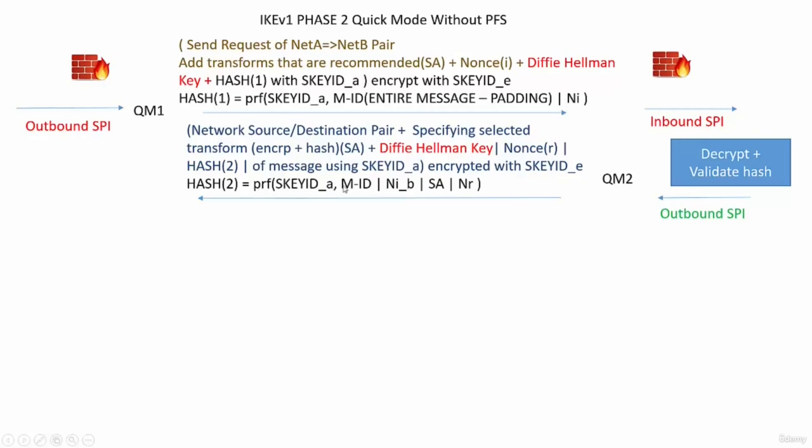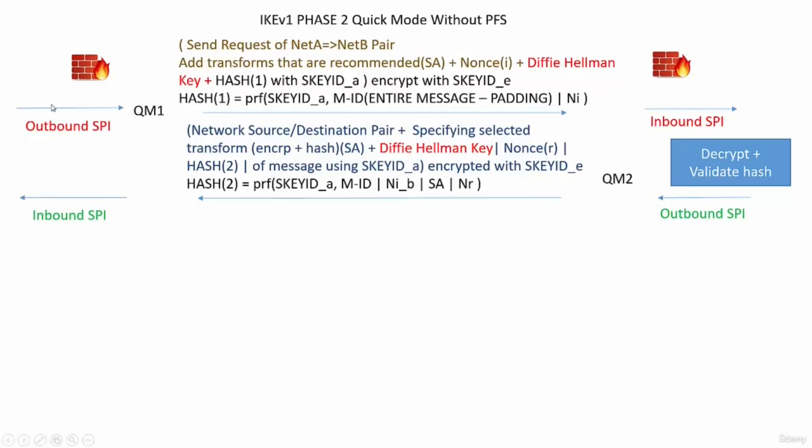And it will send hash #2, which is pretty much the pseudo-random function run using the SKEYID_a. And it's going to use the entire message with the nonce initiator and nonce responder, as well as the security association message. So both nonces are going to get used here. The nonce that was there was sent from the responder, the nonce that was received by the initiator.